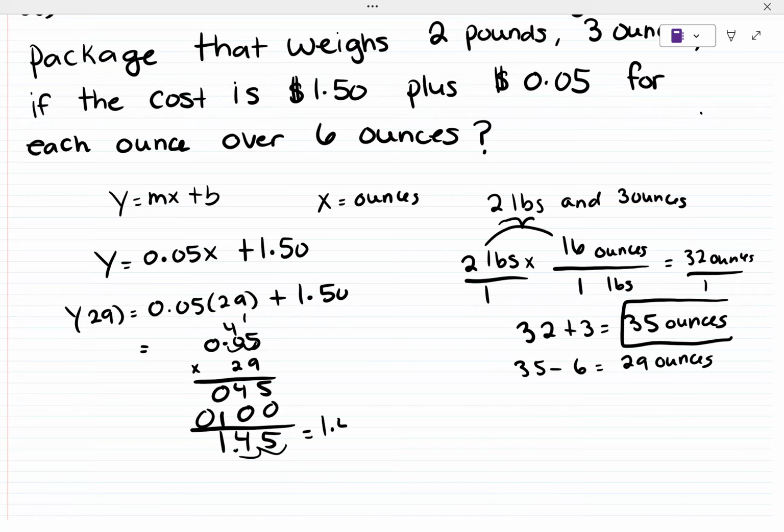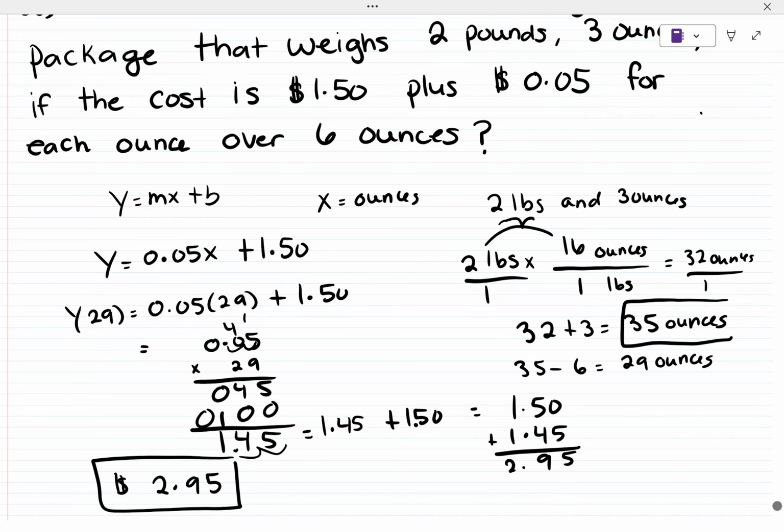So it's 145 plus 150. And you do have to line up the decimals when you're adding and subtracting, right? It's 5, 9, and 295. So your total cost after 6 ounces is going to be $2.95.